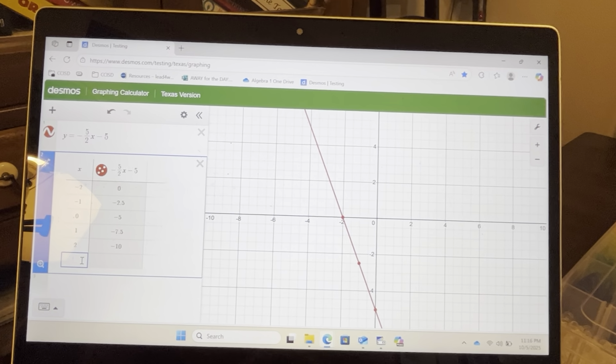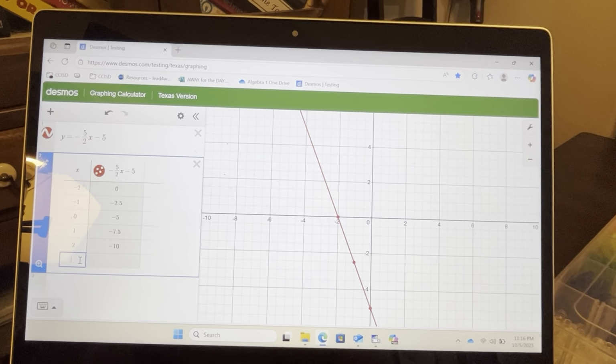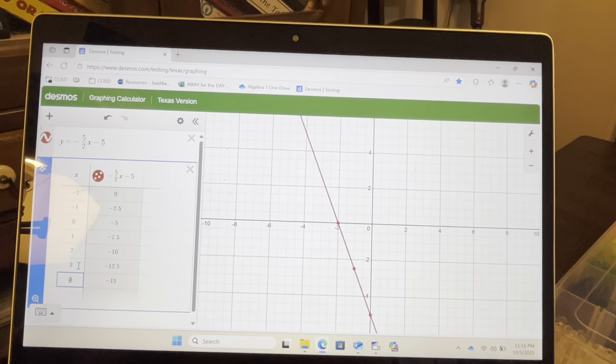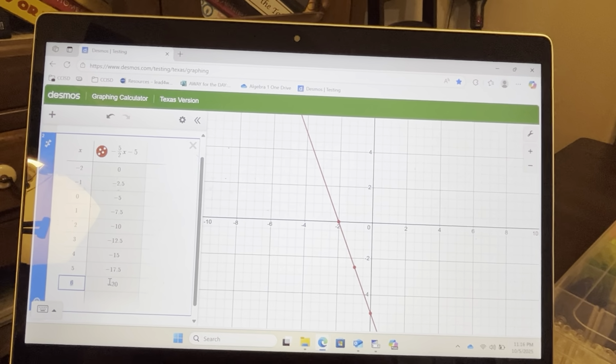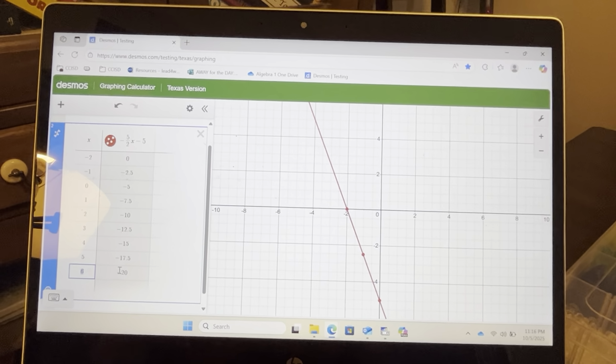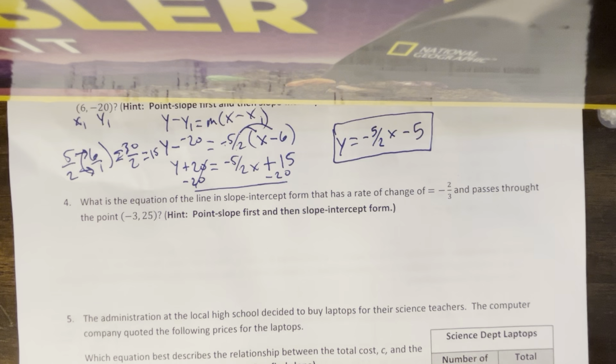So right now my table only goes down to 2. I need to extend my table, so I'm going to press 3, and then press enter and go all the way down to 6. And there's (6, -20). That's the point that we had, and so it's correct. All right, now we'll go to the next one.